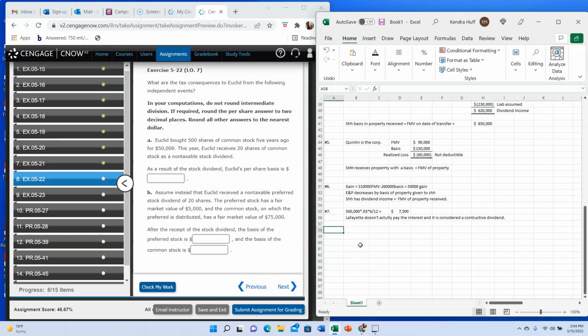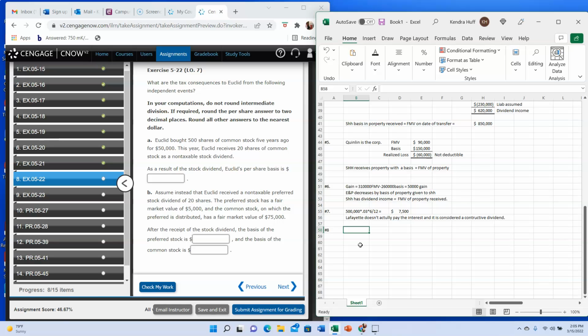All right, number 8. What are the tax consequences to Euclid from the following independent events? All right, Euclid is like a person, basically. Euclid bought 500 shares of common stock 5 years ago for $50,000. This year, Euclid receives 20 shares of common stock as a non-taxable stock dividend. As a result of the stock dividend, Euclid's per share basis is what?